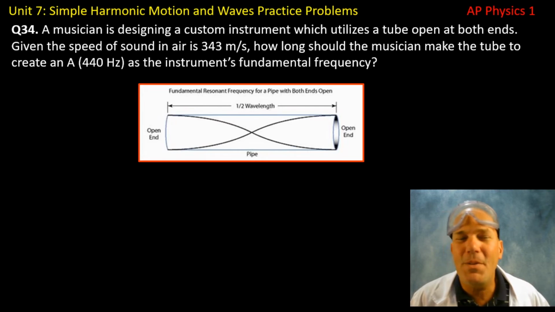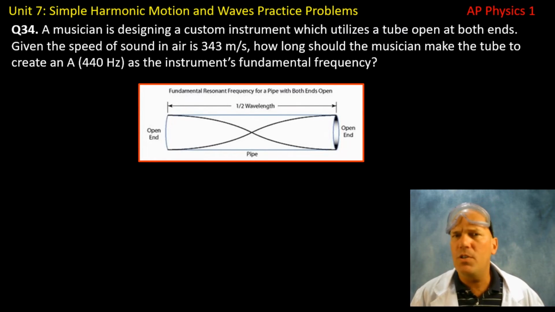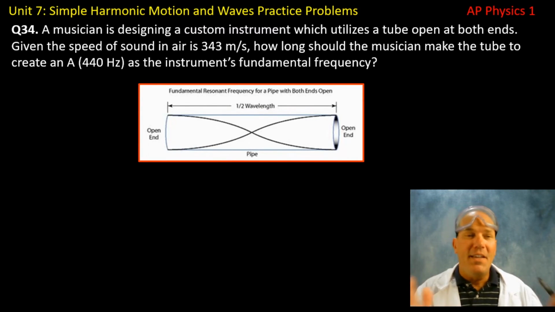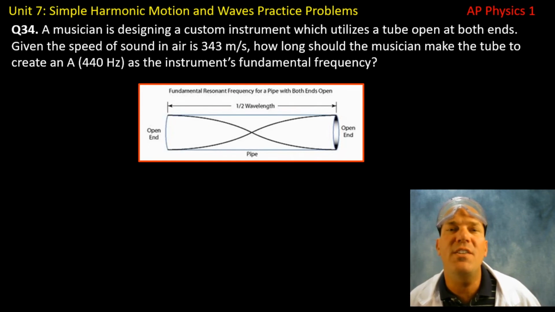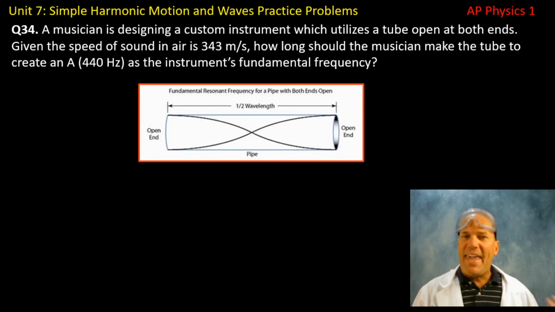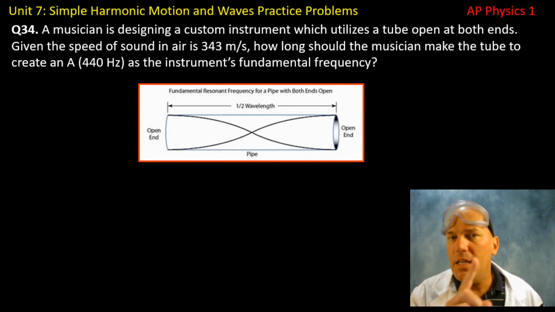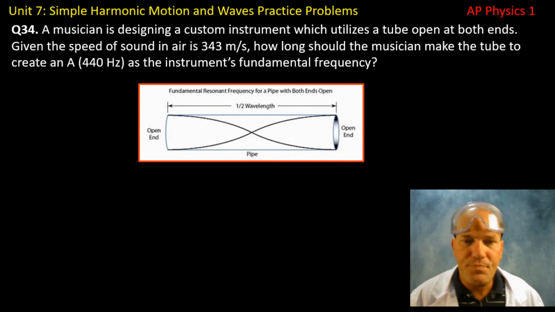All right, question number 34. A musician is designing a custom instrument which utilizes a tube that is open at both ends. Given the speed of sound in air is 343 meters per second, how long should the musician make the tube to create 440 hertz, an A, as the instrument's fundamental frequency? N equals 1 is what you need to be thinking for the fundamental frequency.